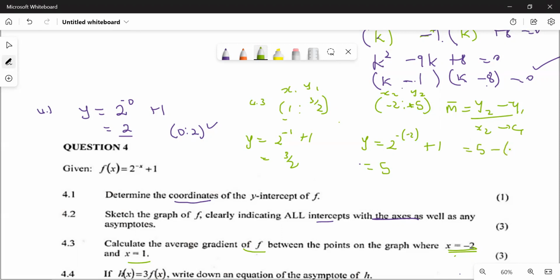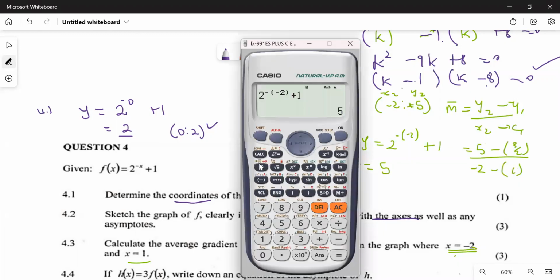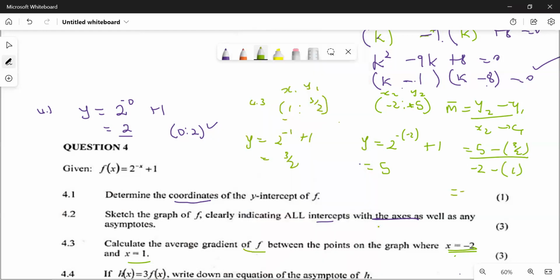Okay, based on this, what is going to be your y2? It's 5 minus open bracket. What is your y1? 3 all over 2. All over. What is our x2? Minus 2 minus. What is our x1? 1. And then if you type this exactly in your calculator, you are going to get the root again. We have 5 minus open bracket again, and then it's 3 all over 2. And then we have minus 2 minus open bracket 1 again. Close bracket. And then it gives us minus 7 all over 6 again.